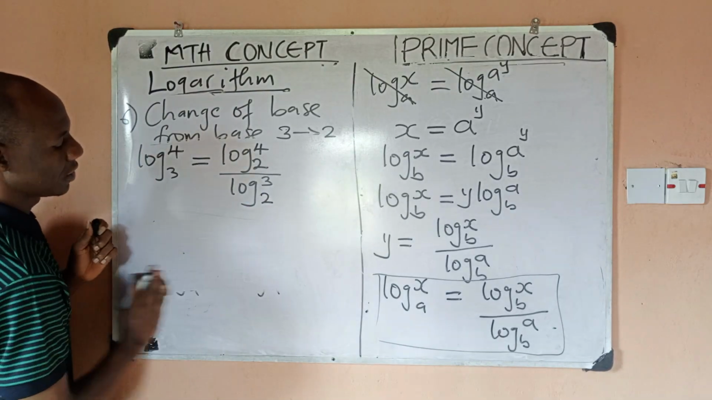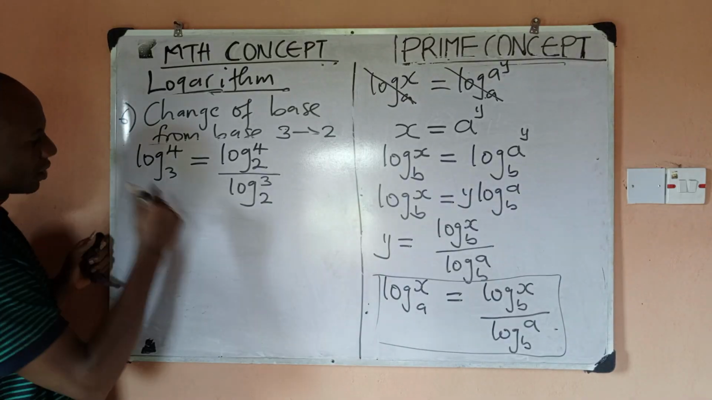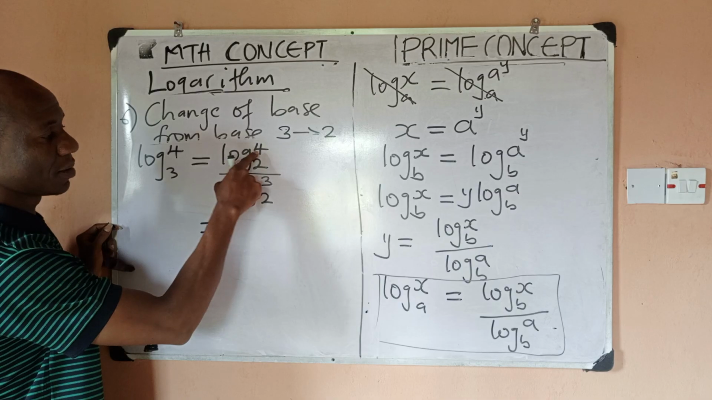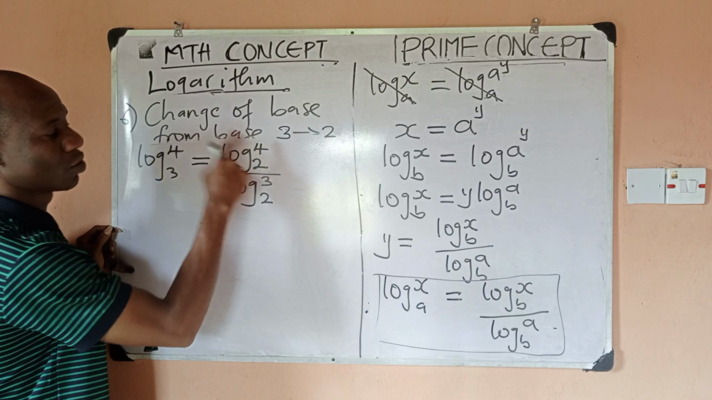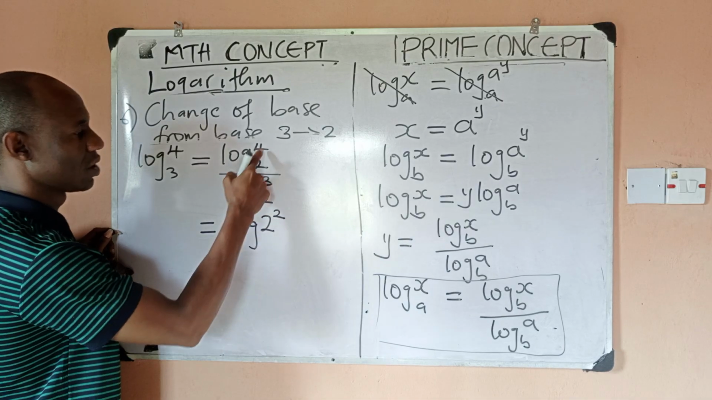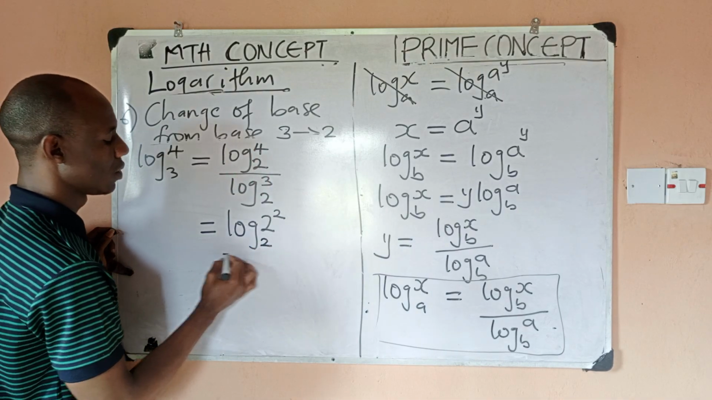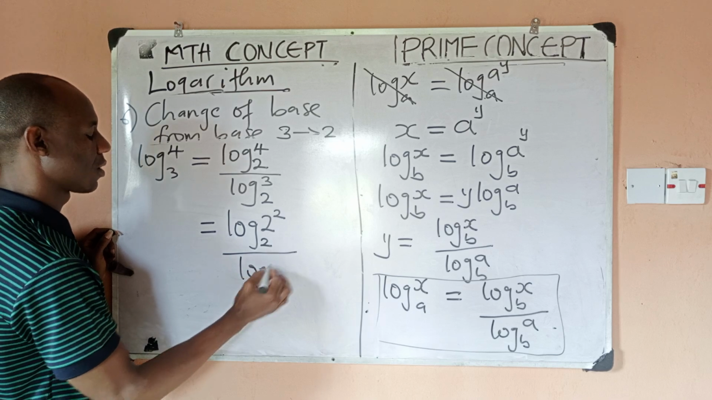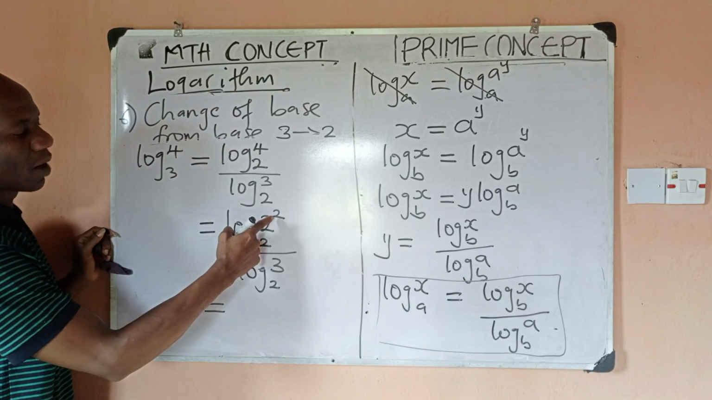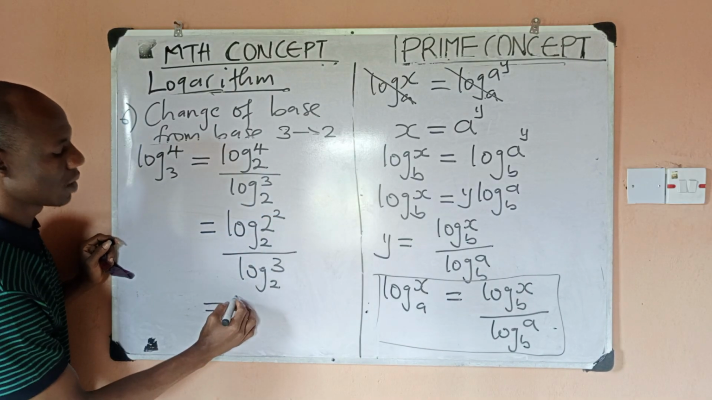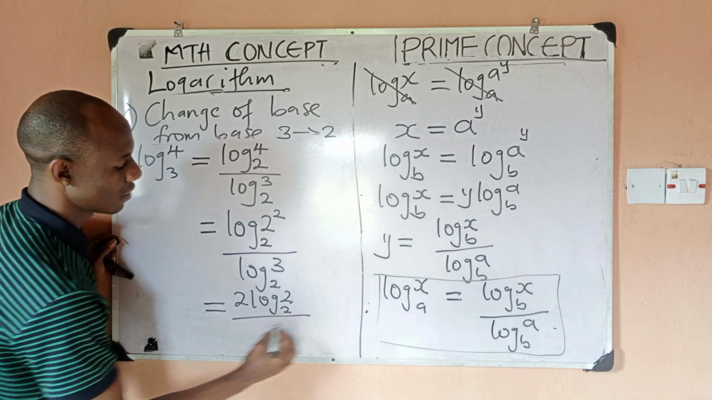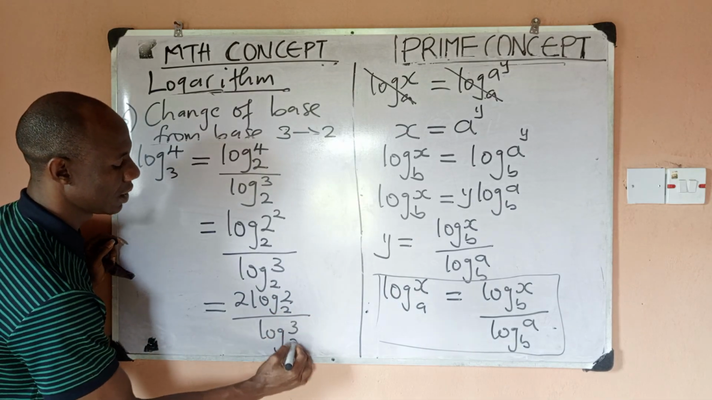Now, if I solve this, I know I can still simplify this further, right? Because I know that 4 is the same as 2 raised to power 2. So I would have log of 2 raised to power 2, which is for 4 there, base 2, divided by log of 3 base 2, right? Now, if I apply the power law here, this 2 would come in front. So I would have 2 log of 2 base 2 divided by log 3 base 2.